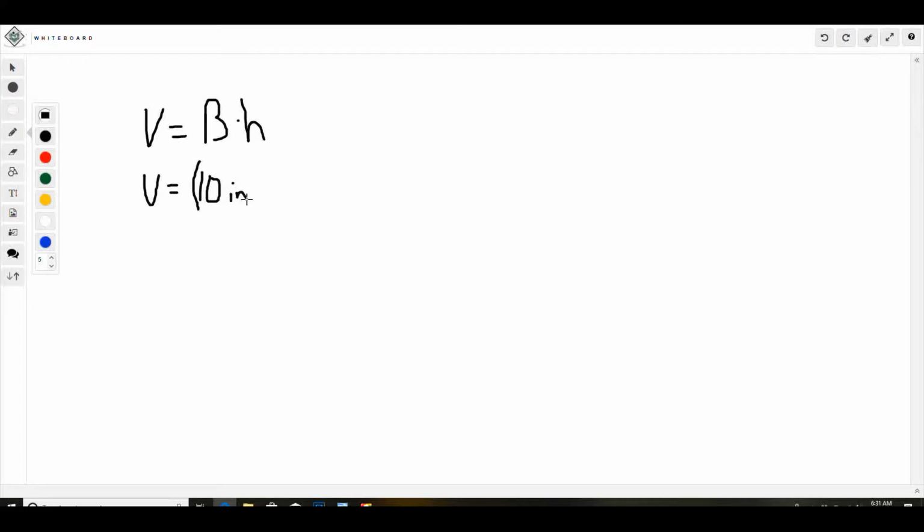10 inches times 8.5 inches, and then it's 2.5 inches thick. That's going to be your height, times 2.5. So volume equals, now it doesn't show you can use a calculator on this part, so we'll have to do this ourselves.